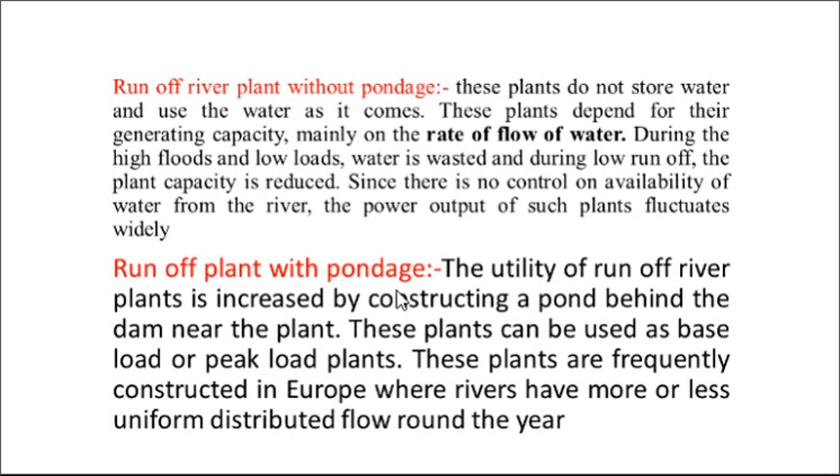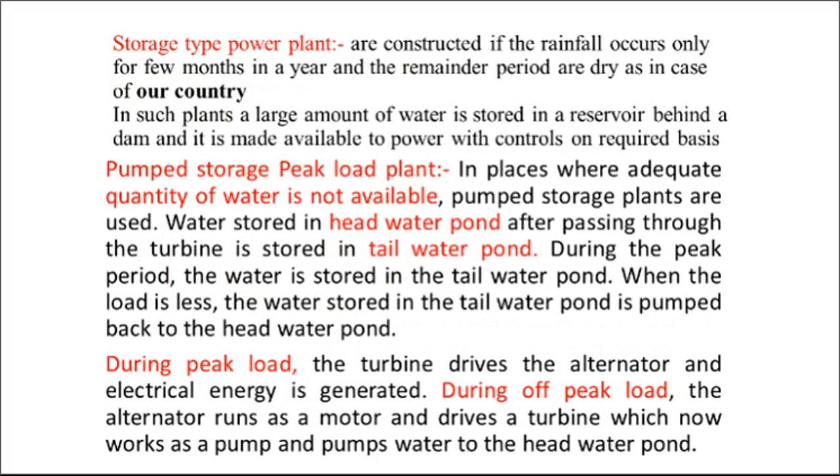Then run-of-river plant with pondage. The utility of a run-of-river plant is increased by constructing a pond behind the dam near the plant. So these plants can be used as a base load or peak load plant. And these plants are frequently constructed in Europe where rivers have more or less uniformly distributed flow around the year. This is the run-of-river plant with pondage.